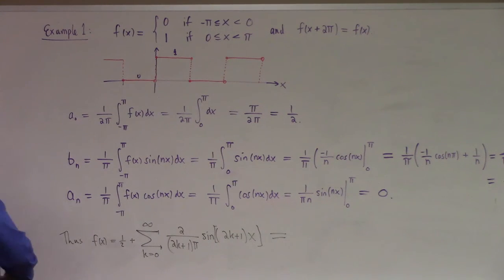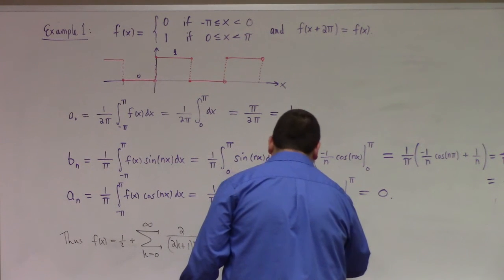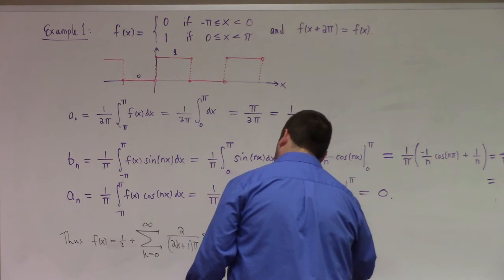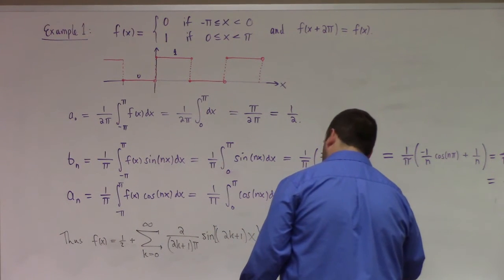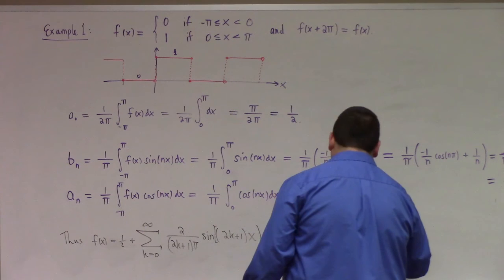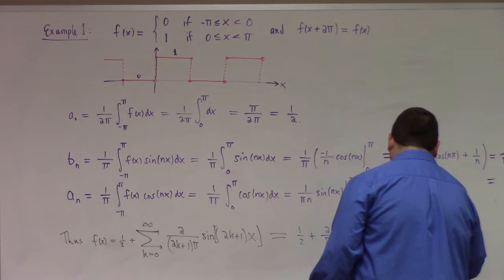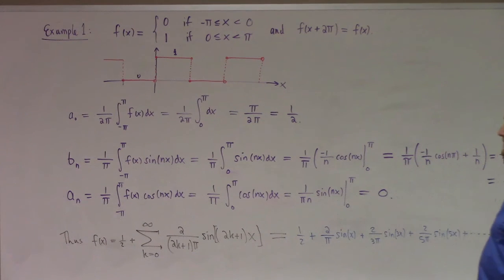So let me write out the first few terms. You've got 1/2 plus 2 over pi sine x plus 2 over 3 pi sine 3x plus 2 over 5 pi sine of 5x plus and so on. You can kind of visualize how this goes, right?